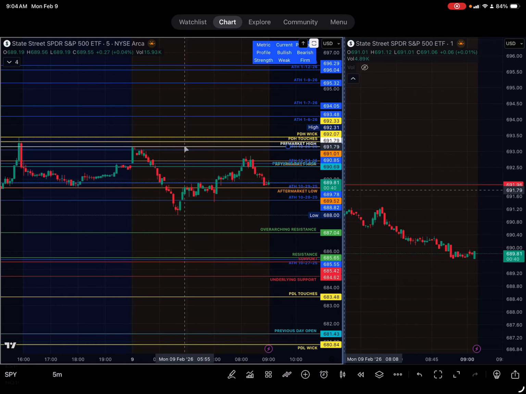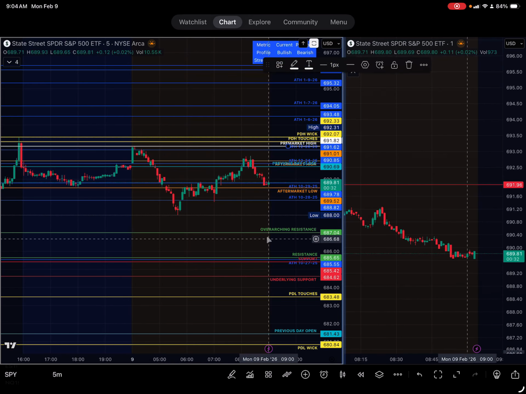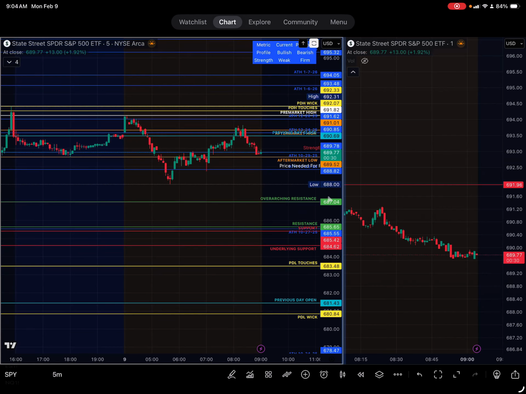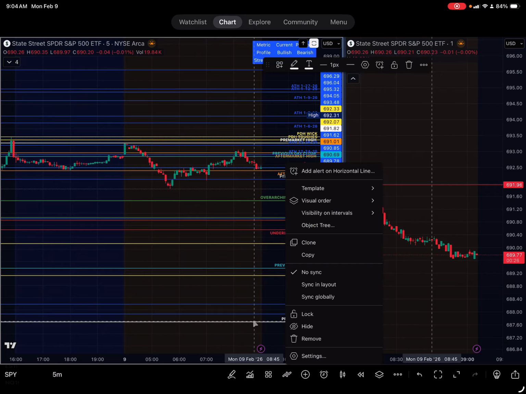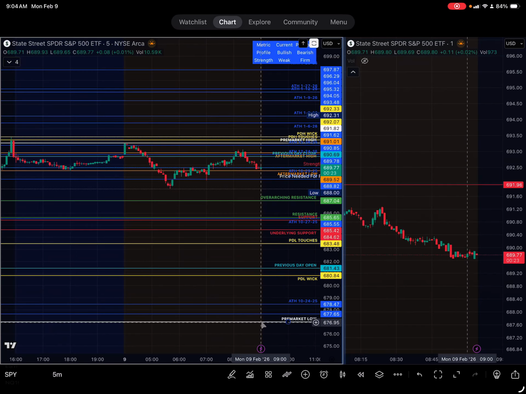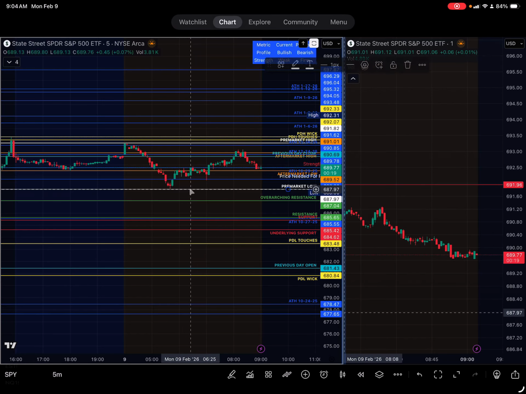And the pre-market is going to be right up here, in line with this little candle at 0400. And then we'll mark the pre-market low as well. And that's going to be 687.97.